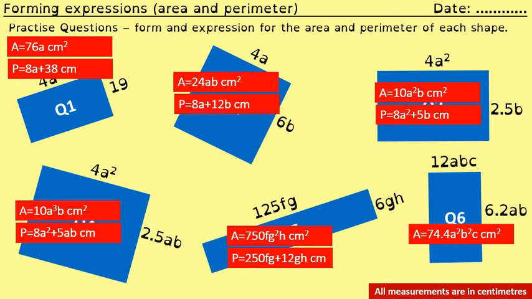For the perimeter, we do 12 ABC plus 6.2 AB plus 12 ABC plus 6.2 AB. So we get 24 ABC plus 12.4 AB.